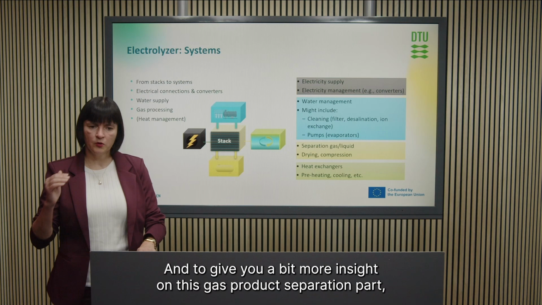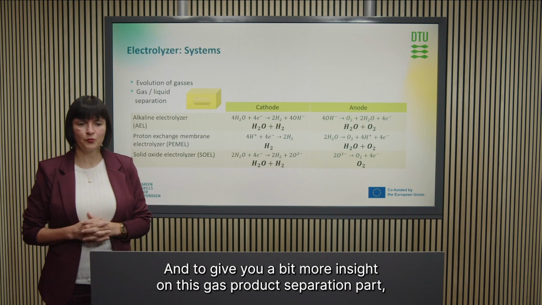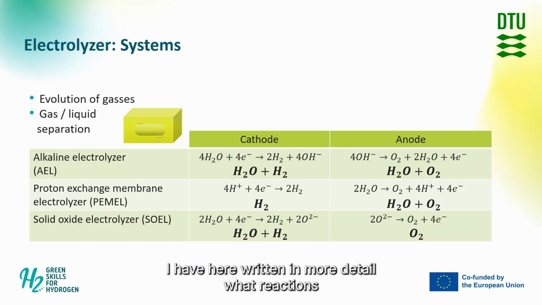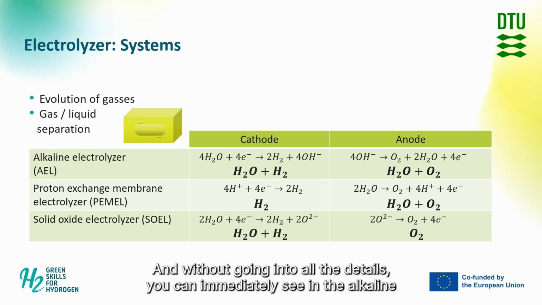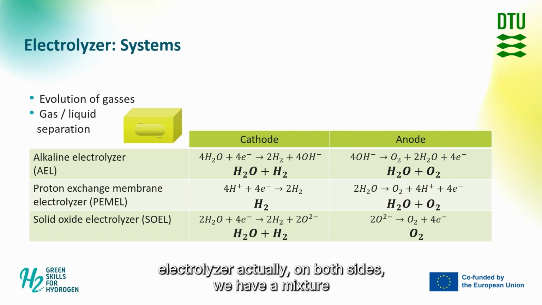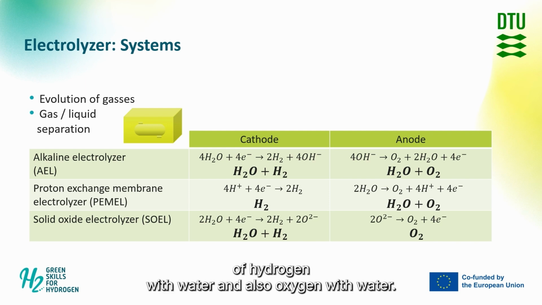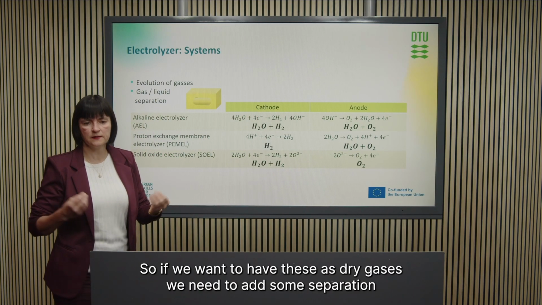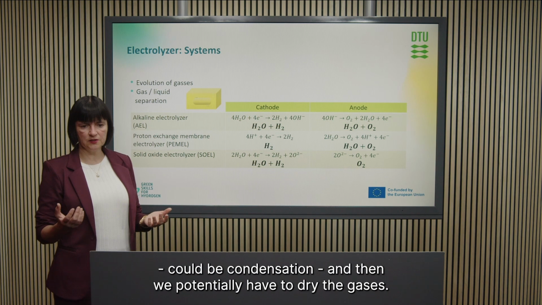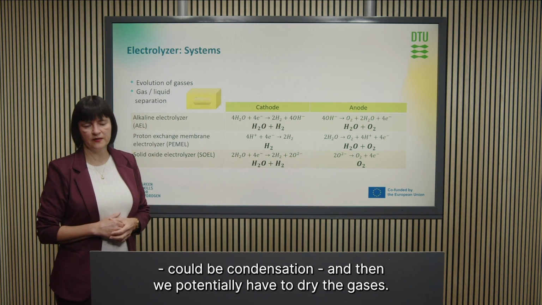And to give you a bit more insight on this gas product separation part, I have written here in more detail what reactions we have at either electrode in each of the technologies. And without going into all the details, you can immediately see in the alkaline electrolyzer, actually on both sides, we have a mixture of hydrogen with water and also oxygen with water. So if we want to have these as dry gases, we need to add some separation, could be condensation, and then we potentially have to dry the gases.